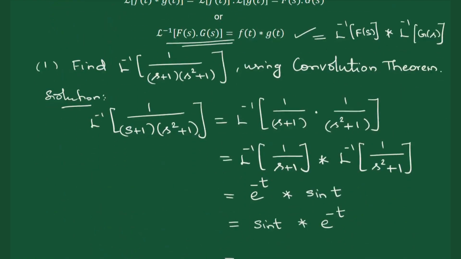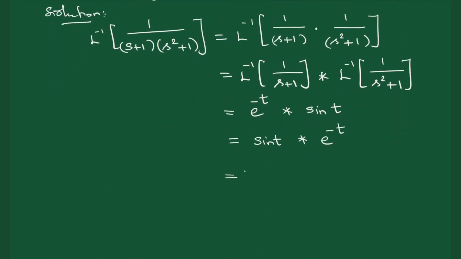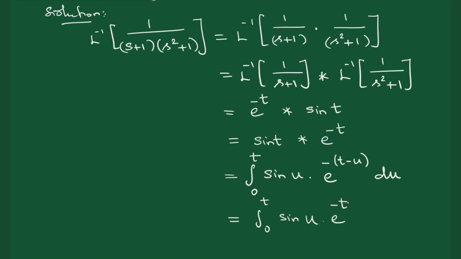So here we can apply the same definition of convolution of two functions, which we can write as integral 0 to t f of u. f of u is here sin u into g of t minus u. So here we can write it as t minus u du. So this is equal to integral 0 to t sin u, and this can be split as e to the power minus t into e to the power minus into minus plus u into du.